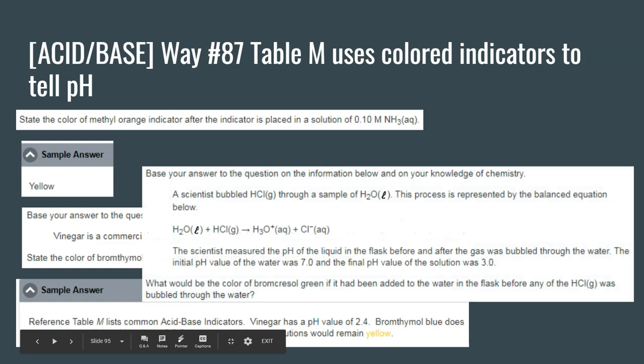A scientist bubbled HCl gas through a sample of H2O liquid. The process is represented by the balanced equation below. H2O liquid plus HCl gas yields hydronium aqueous plus chloride ion aqueous. The scientist measured the pH of the liquid in a flask before and after the gas was bubbled through the water. The initial pH value of the water was 7, and the final pH value of the solution was 3. What would be the color of bromcresol green if it had been added to the water in the flask before any of the HCl was bubbled through the water?